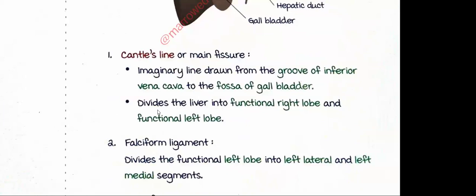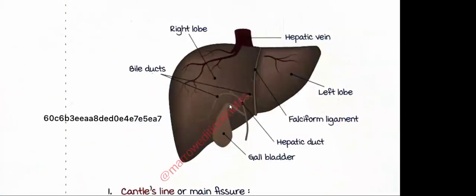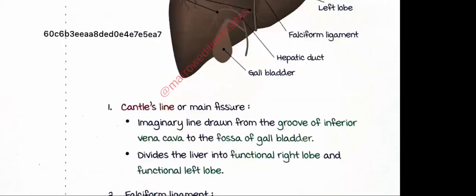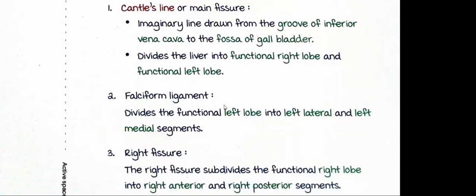Cantlie's line or main fissure: an imaginary line drawn from the groove of the inferior vena cava to the fossa of the gallbladder is called Cantlie's line or main fissure. It divides the liver into functional right lobe and functional left lobe.